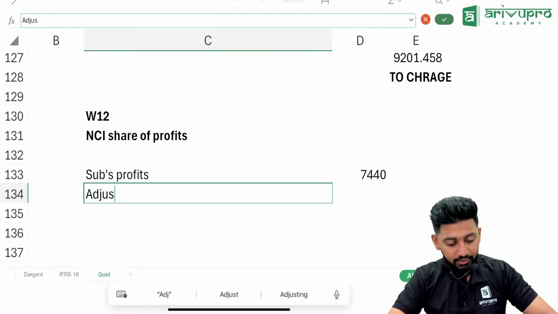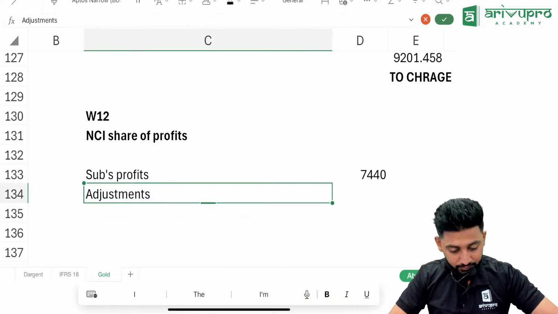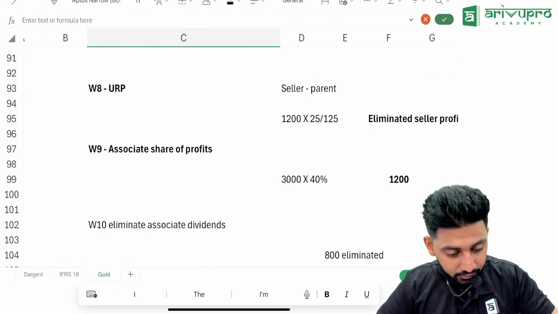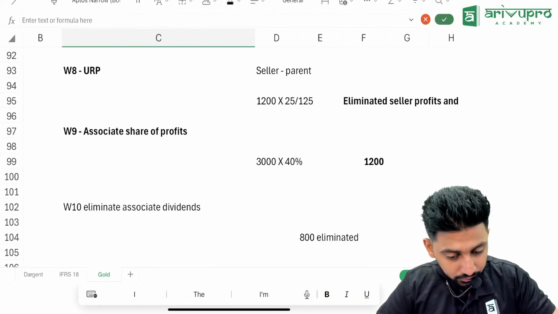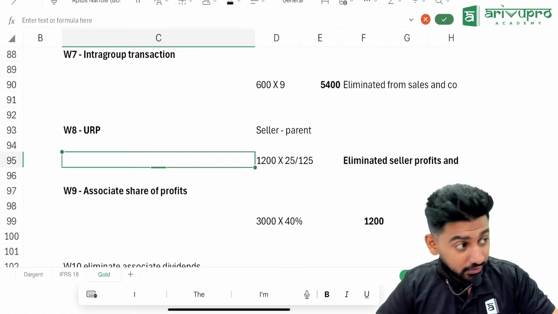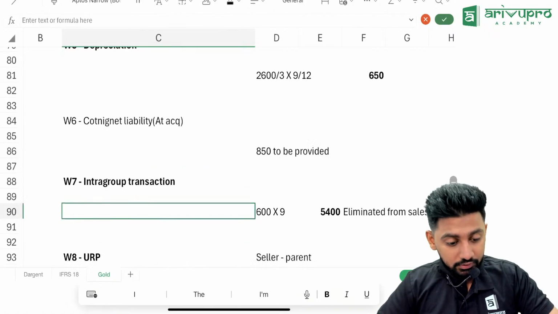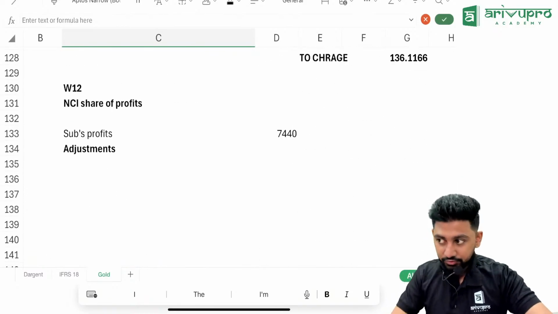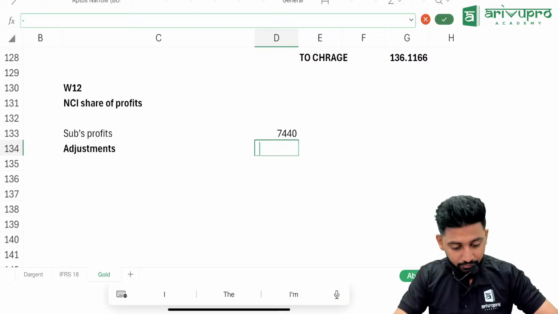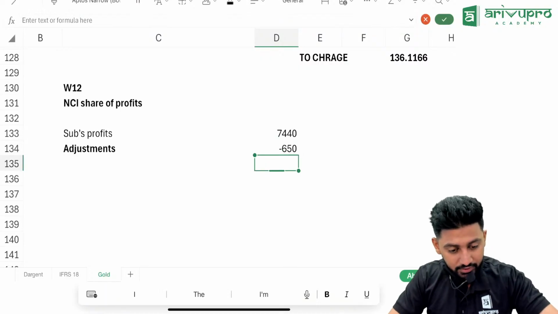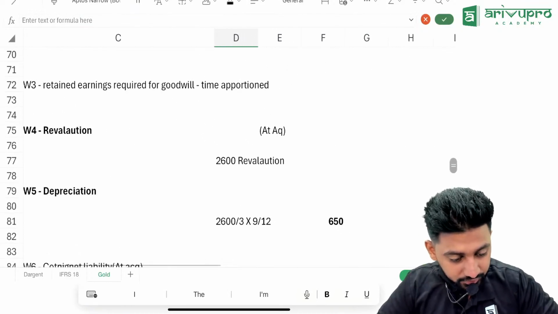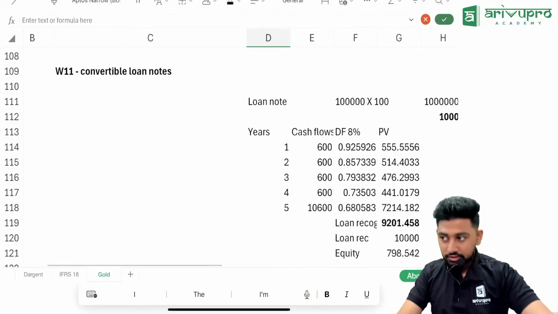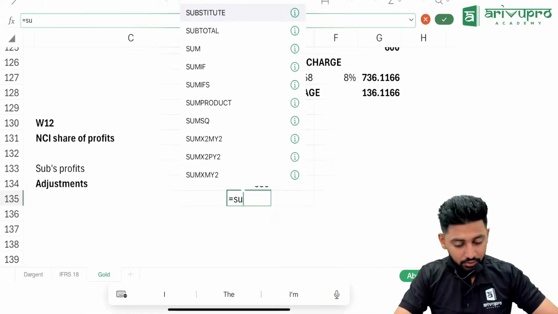And to this I do my adjustments. What are my adjustments? Anything in terms of the subsidiary? Associate share of profit is out, URP is out because the parent is selling, intergroup transaction is out, contingent liability is out. Depreciation is the subsidiary's, so minus 650. Anything else? Subsidiary revaluation is out, finance cost is out because the parent is making the payment. All done.